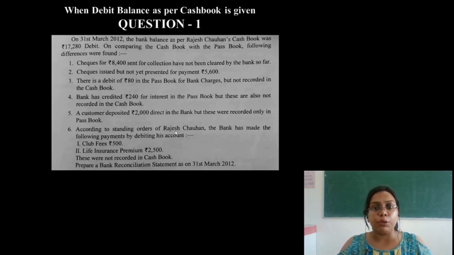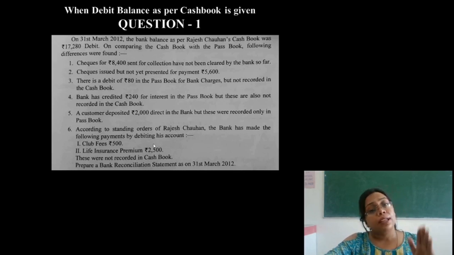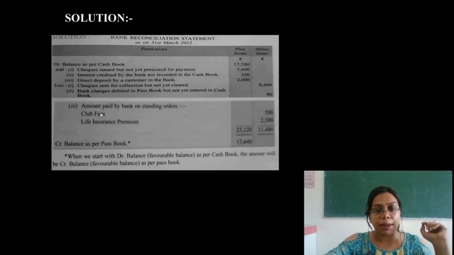So whenever I come to know that the bank has paid the life insurance premium and club fees on my behalf, then I will deduct these amounts, 500 and 2500, from my bank account in my cash book. We will write these amounts in the minus column as club fees and life insurance premium.